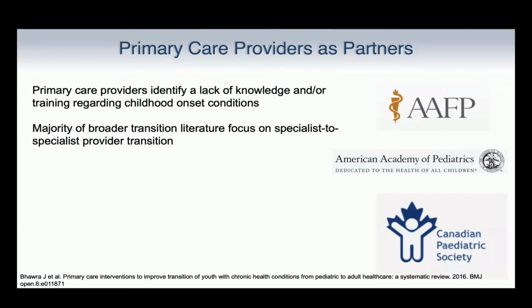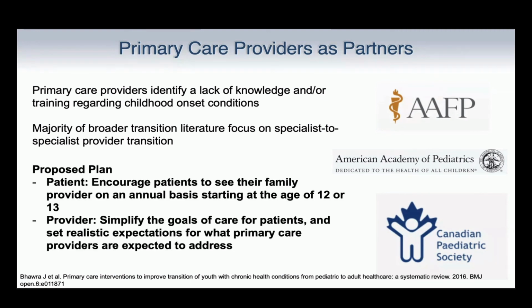The problem is that primary care providers have already identified a lack of knowledge or training regarding these childhood onset conditions. And this is compounded by the fact that most of the transition literature, not just in urology but in different subspecialties as well, focus on specialist to specialist provider transition. Again, they are the ones that are forgotten. And it would be even worse if these complex patients under the age of 18 were seen by a pediatrician, and suddenly they see them at 18 plus a day with all these health issues. Where do you even start?